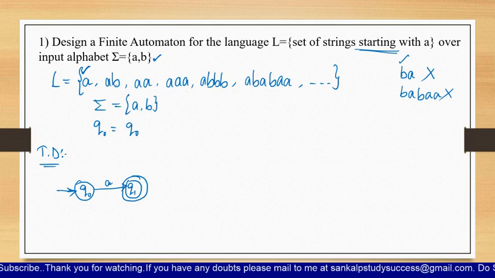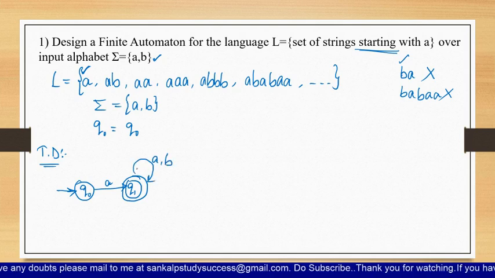Now AB. Generally, if you think, we are starting with A and it can be followed by any number of A's and any number of B's, correct? So any number of A's and B's means it is nothing but a self loop, right? Self loop on Q1, which is A comma B. That means after A we can have any number of combinations of A and B.